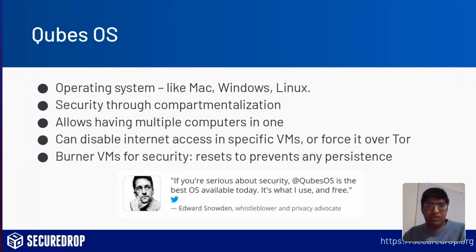The use of virtual machines allows a few different nice capabilities, such as disabling internet access in specific virtual machines, or saying that a virtual machine only connects over the Tor network. You can also have burner VMs, which are for security. Every time you finish using one, it automatically resets to prevent any malware from gaining persistence. And here I've included a quote from Edward Snowden describing QubesOS as the best available OS for security, and what he used, at least at the time he tweeted that.